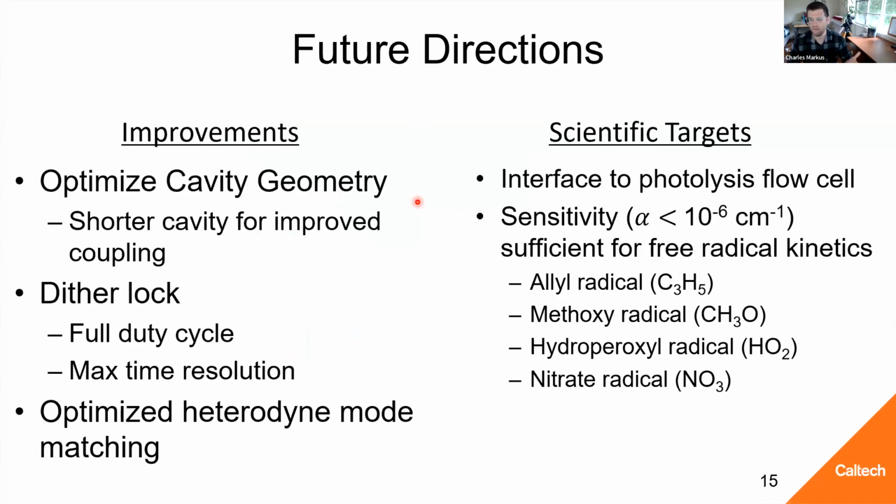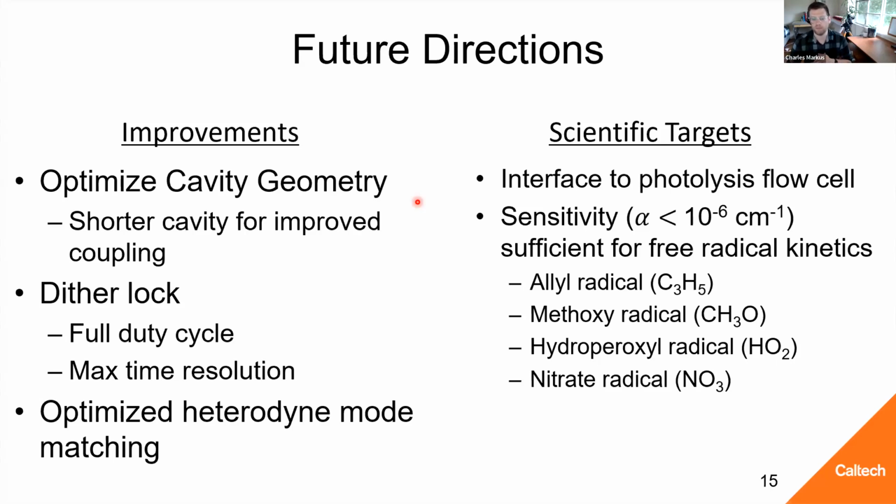But as far as future directions with this technique, there's a lot of very straightforward ways of further improving it. So for example, optimizing the cavity geometry, making it a shorter cavity, which would widen your cavity modes, allowing for better mutual coherence between the comb and the cavity, improving your sensitivity, as well as, for example, applying a dither lock.